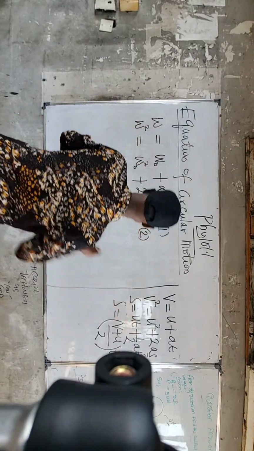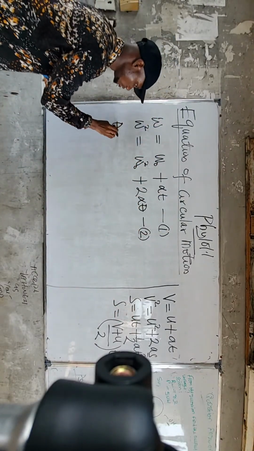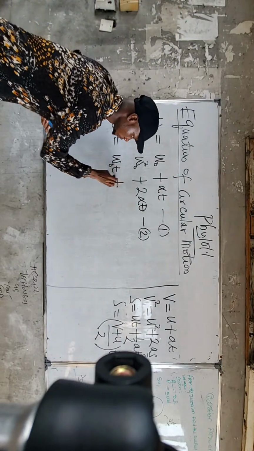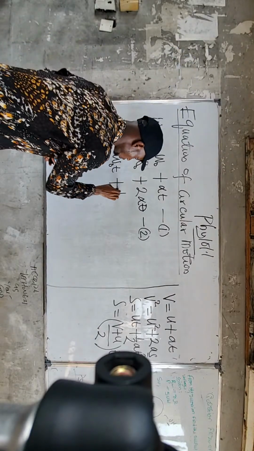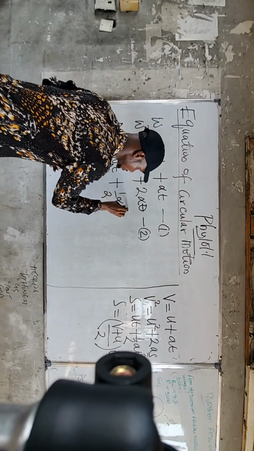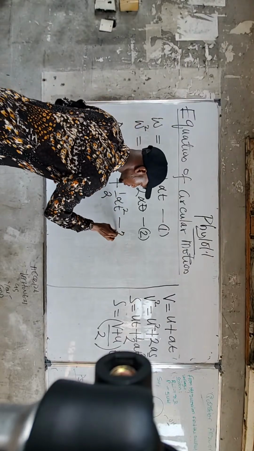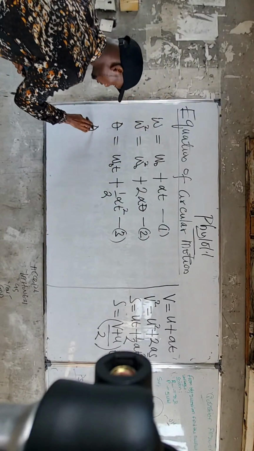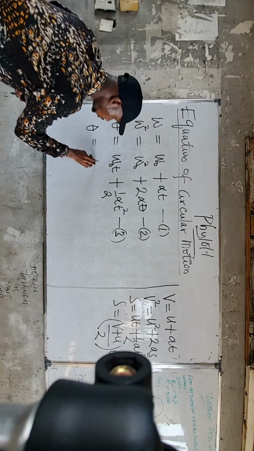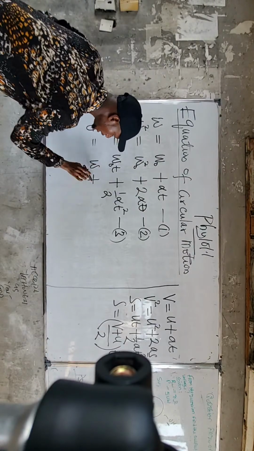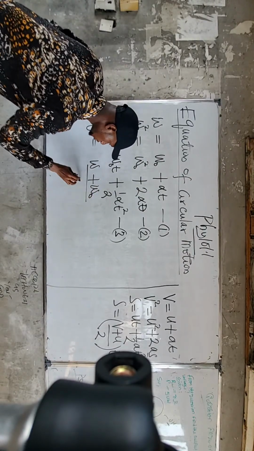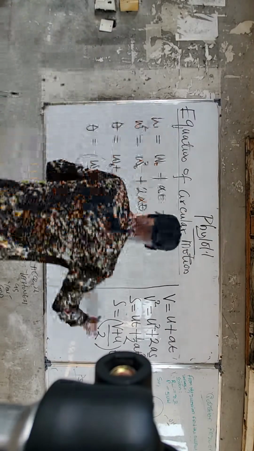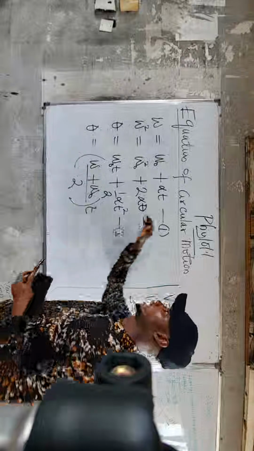Now the next one here is going to be theta is equal to omega naught t plus 1 over 2 alpha t squared. This is our equation 3. The last one here is theta is equal to omega plus omega naught over 2, all times t. Okay, so this is circular motion.